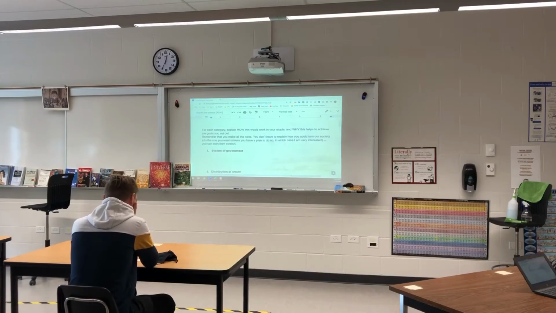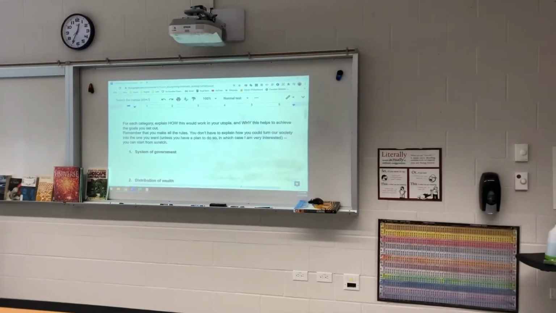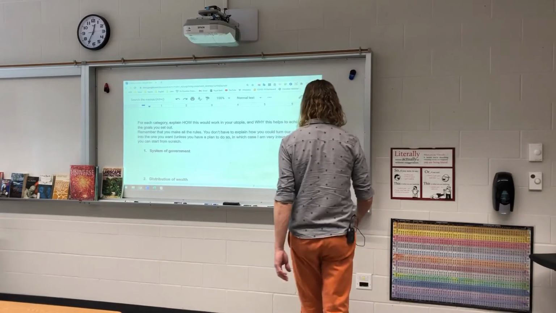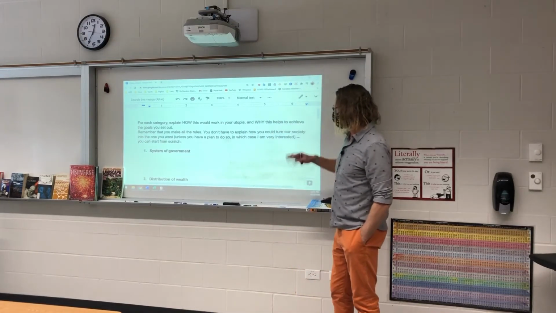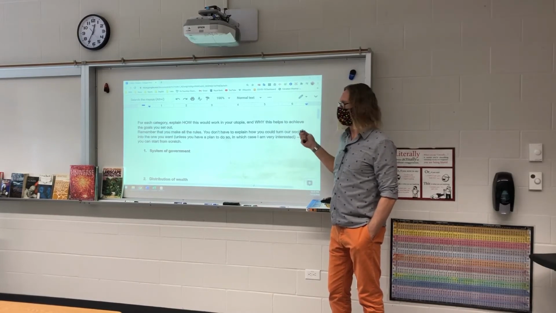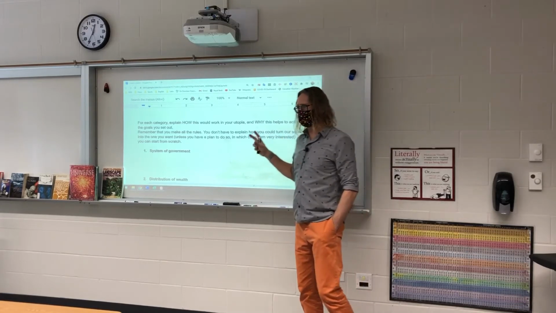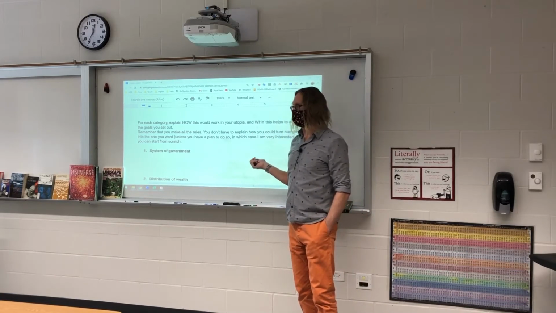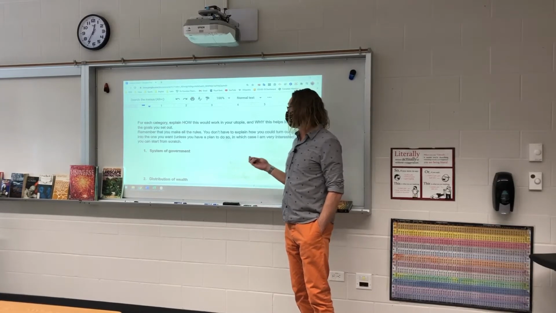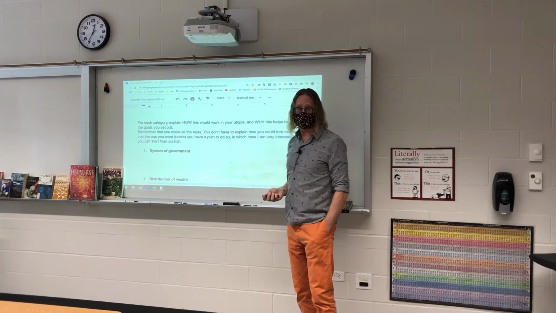Okay, now we're going to go through the creative part of trying to figure out what should be in your utopia and how it should work. For each category, I've come up with 9 different categories. There are likely more than that. 9 is just what I came up with. It would have been nice if I could have thought of 10, but I thought of 9 different ways to look at what goes into a society.